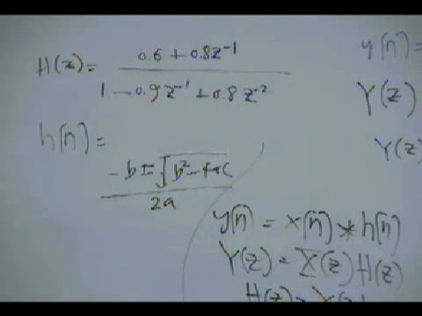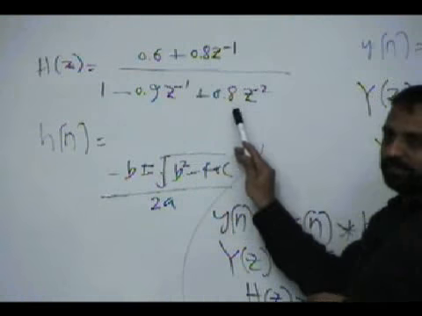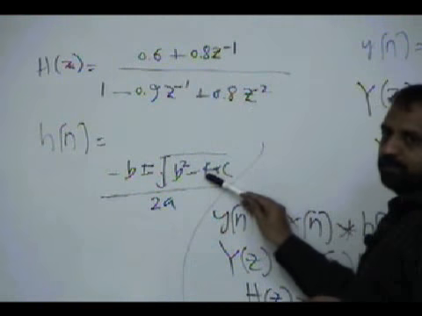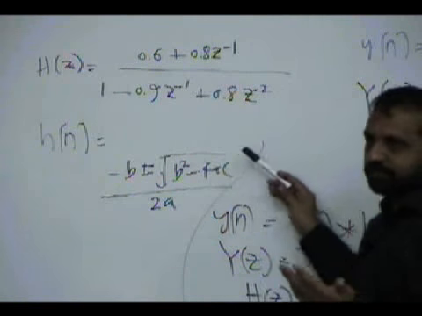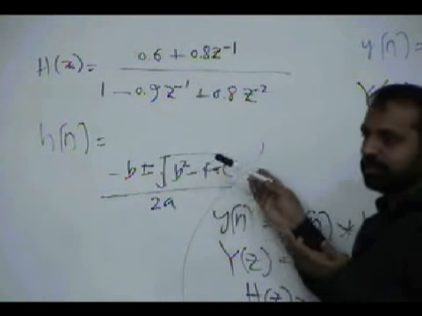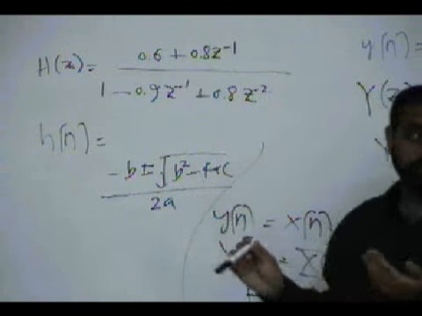But they will always be conjugate of each other. This is important. Looking at this expression, remember this is a, this is b, this is c. Okay, so b square minus 4ac, compute this. If this is positive, good. If this is positive, what does it mean? The square root will be positive, so you get real poles.